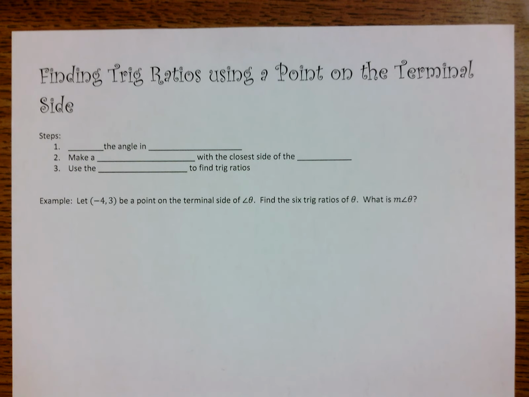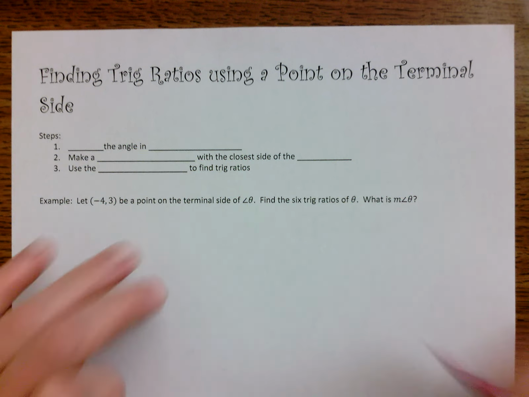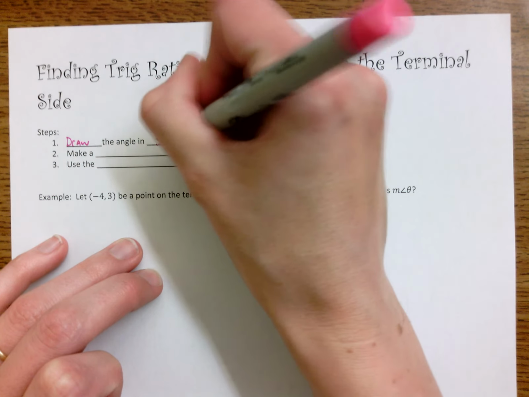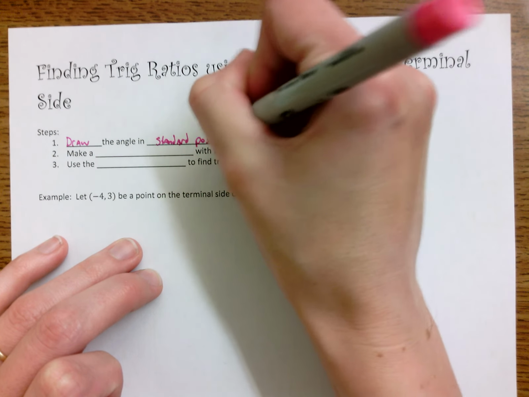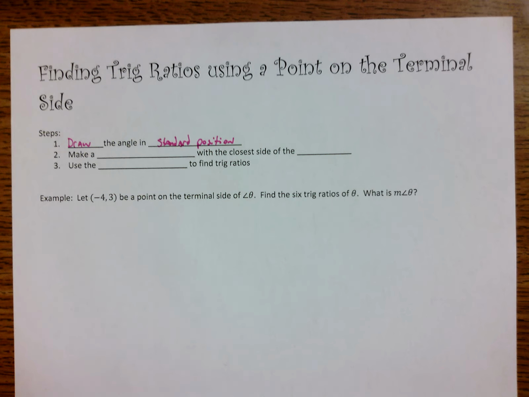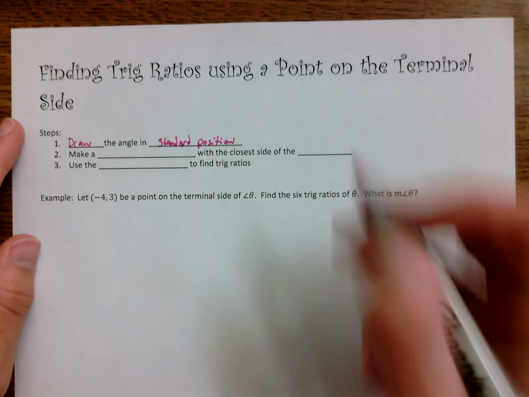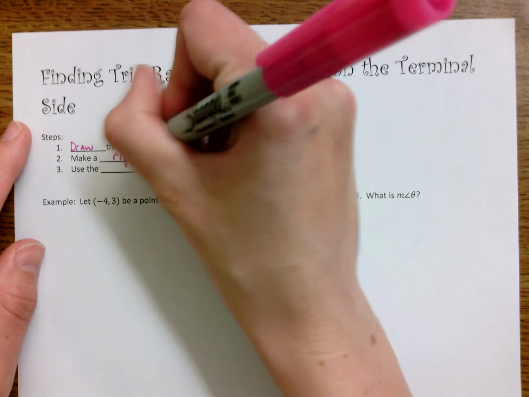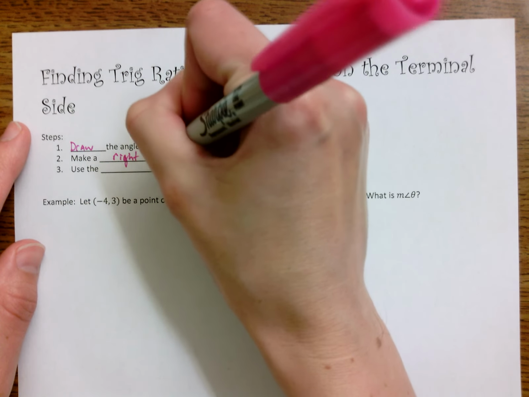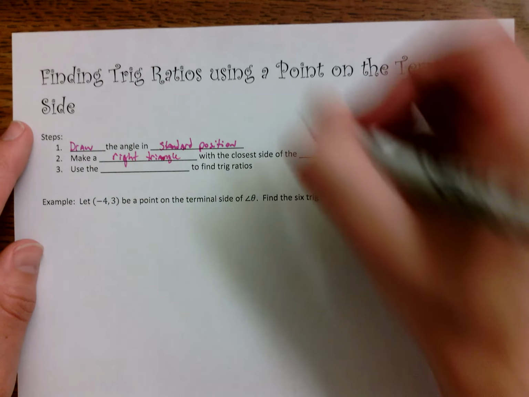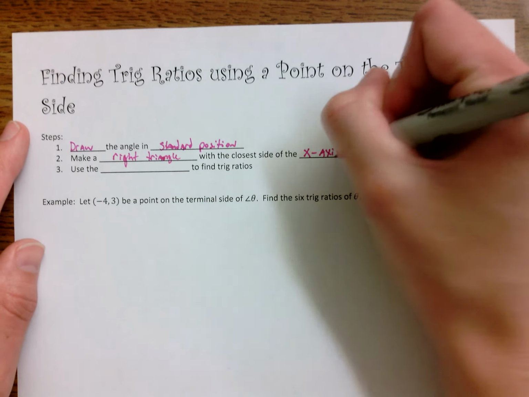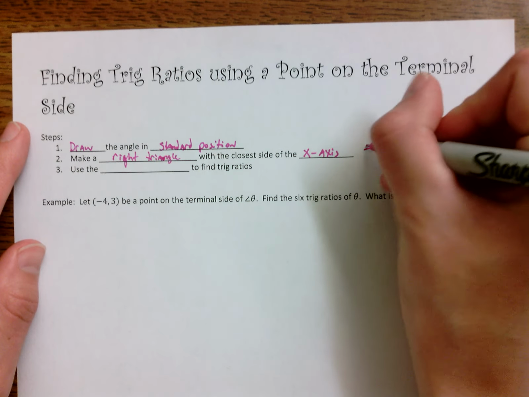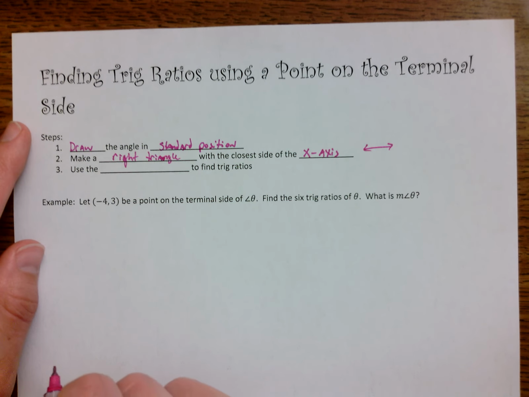All right, so here's the basic steps that we are going to follow. The first thing that we're going to do is draw the angle in standard position. Okay, that's what we've been practicing. So draw it in standard position. That's pretty easy. Second thing that we're going to do is make a right triangle with the closest side of the x-axis. And that's important. It needs to be the x-axis, not the y-axis. So the x-axis, that's this one, right? So not the up and down one, the sideways one.